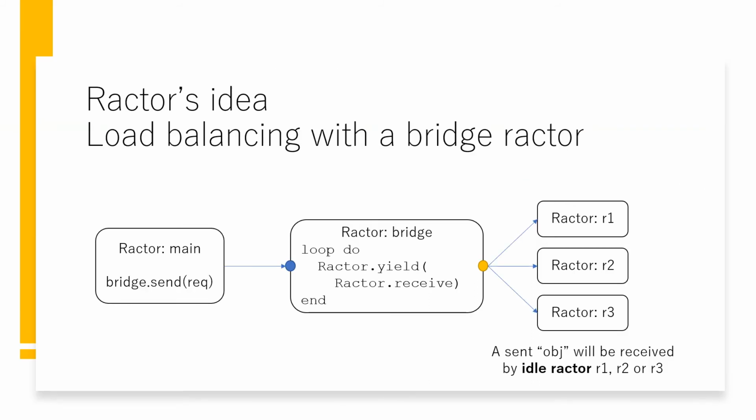With push type and pull type communication methods, we can make load balancing with multiple working Ractors. When sending a request from the main Ractor to the bridge Ractor, the received message will be yielded by the bridge Ractor. And either Ractor R1, R2, or R3 takes the yielded message.